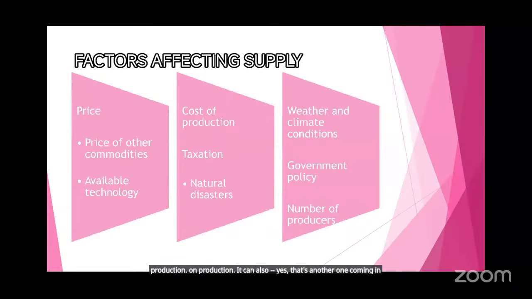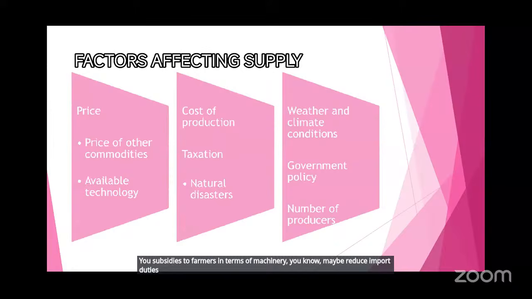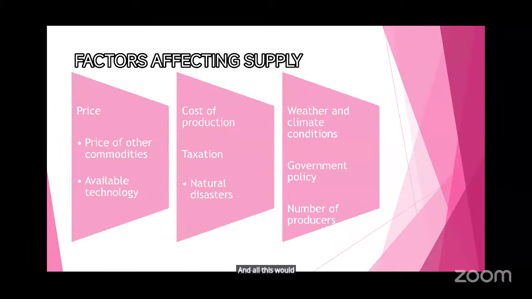On production, it can also, yes, that's another one coming in. Government can give subsidies to farmers in terms of machinery, maybe reduce import duties on machines that are imported, give them fertilizers at reduced prices, or even for free. And all this would affect production in the economy.